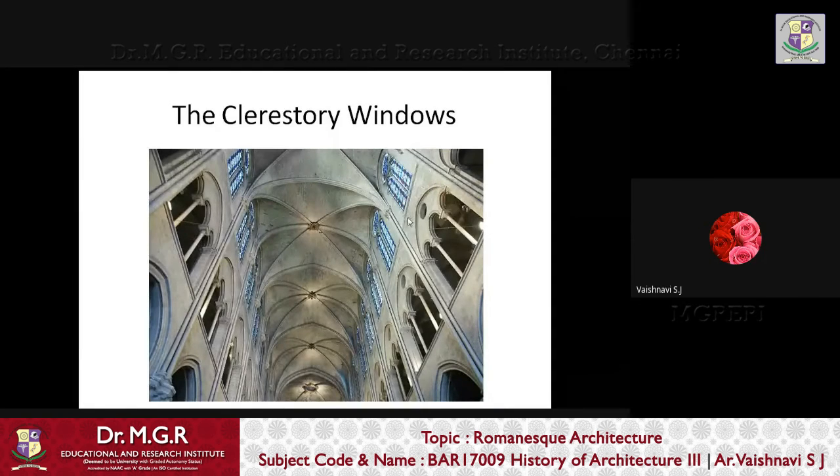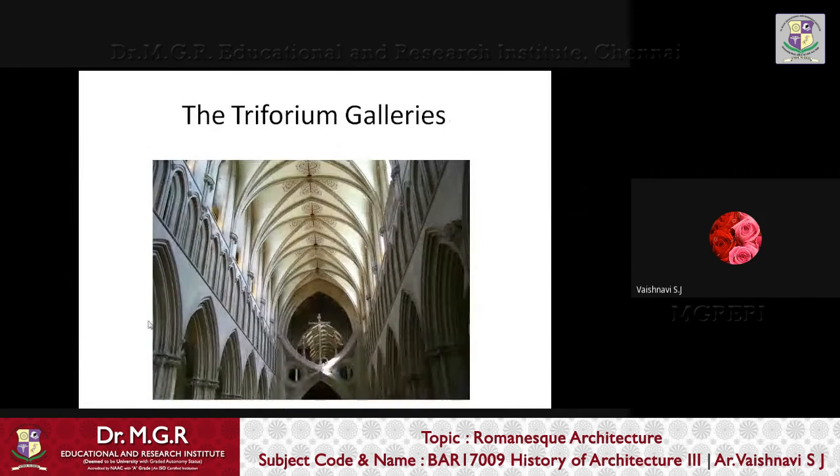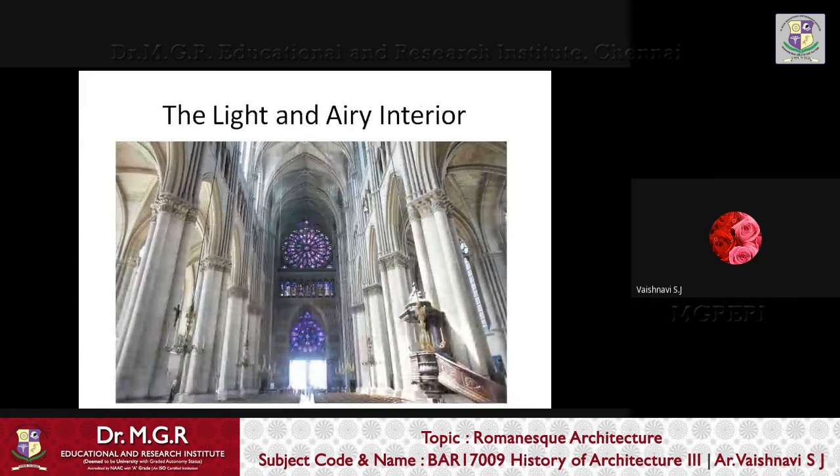All these are called clerestory windows. And Triforium galleries is the one which is shown here. In the entire gallery after the arch, you have an arcade here, which covers the aisle and the nave. So the portion above the aisle and nave is called the Triforium gallery. You can find these Triforium galleries being placed in all types of churches.